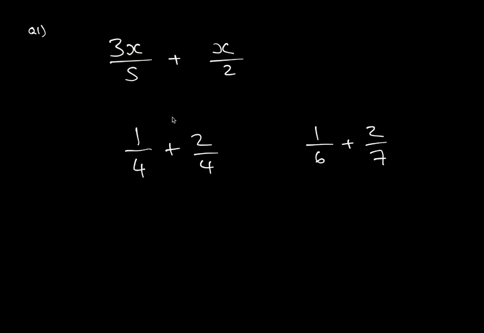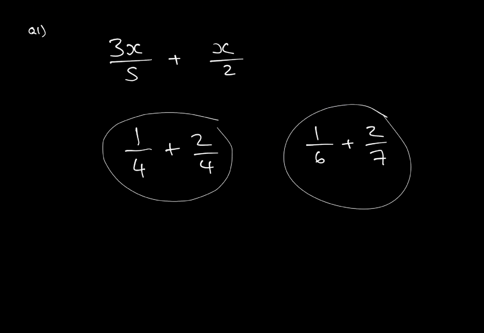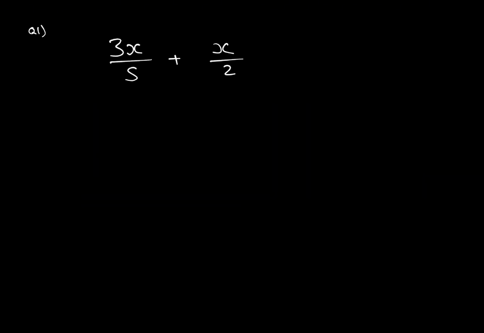What I want you to do is consider these two fractions being added here. So I've got a quarter plus 2 quarters, and I've also got a sixth plus 2 sevenths. Which of these can we add as they are? Well, the answer is the first one. Why? Because the denominators are the same. Now, we can apply that exact same logic to algebraic fractions. We can only add fractions if the denominators are the same.